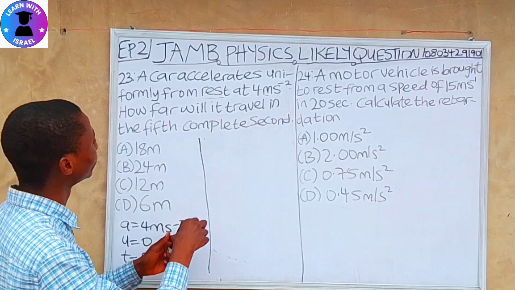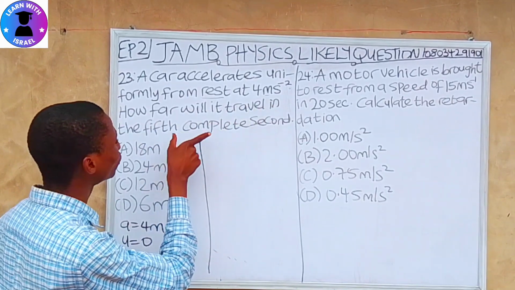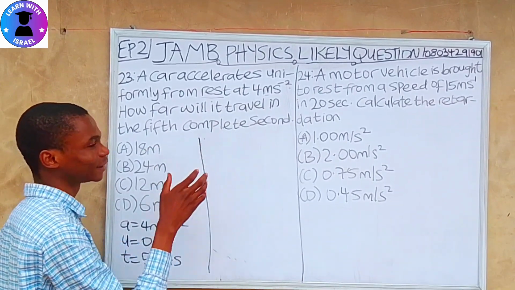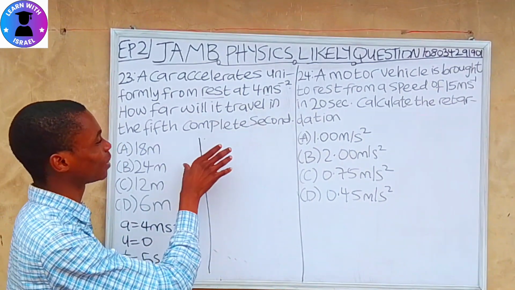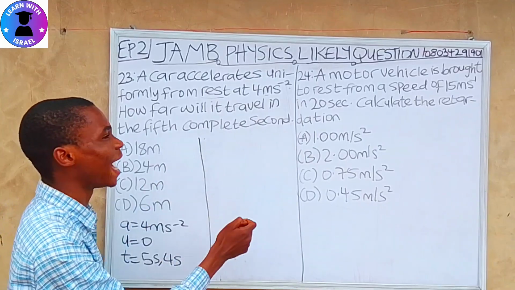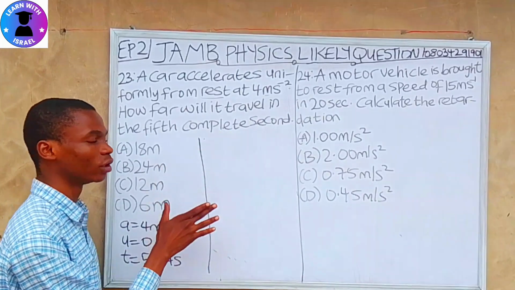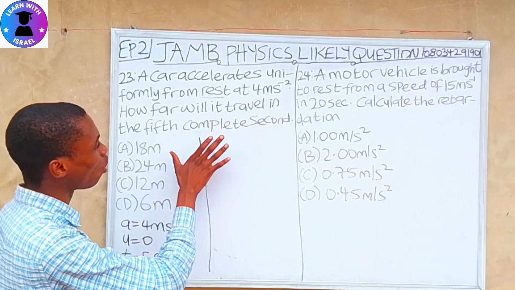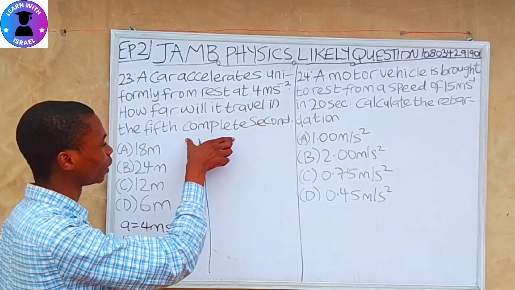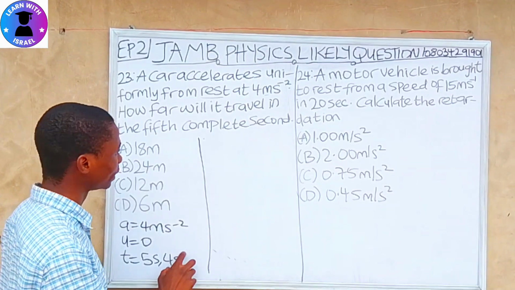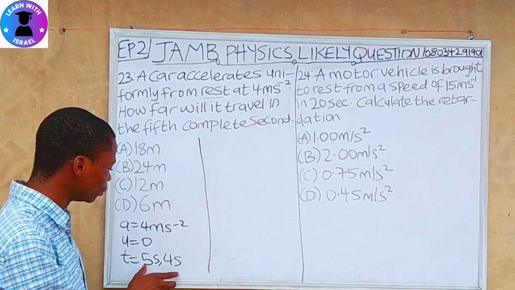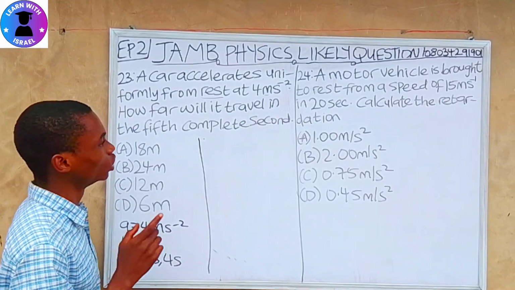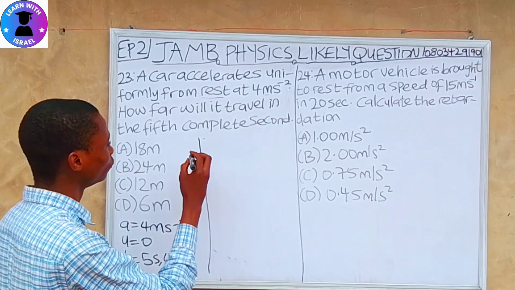How? The question says, how far will it travel in the 5th complete second? So when solving this kind of question, you need to calculate for the 5th complete second and the one before the 5th complete second, which is the 4th second. That is how we can know the exact one for the 5th second. We need to calculate for both 4th and 5th. So that's why we are having 2 times here, which is the 5th and 4th second.